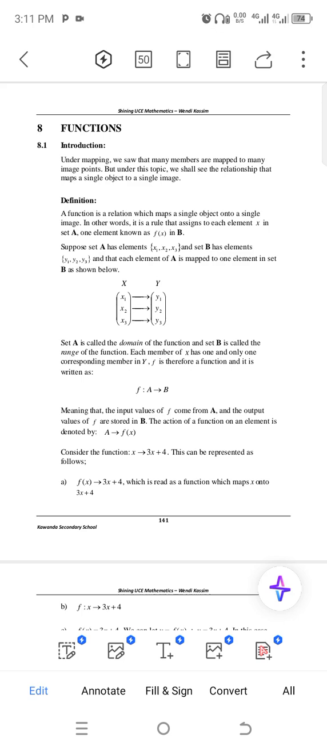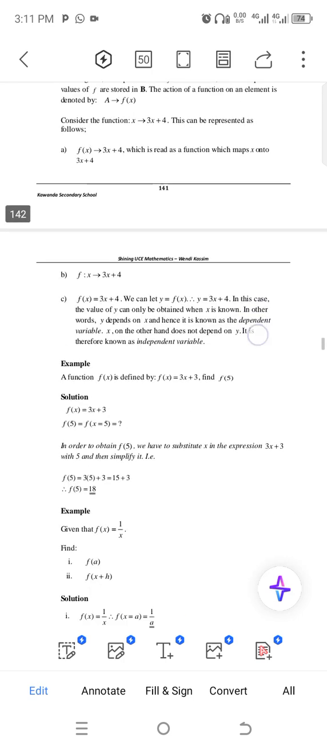We are saying in introduction, under mapping, we saw many members are mapped to many image points, but under this topic, we shall see the relationship that maps a single object into a single image. So this is in relationship with the functions of scenario 2 work. For example, if you have x and y, x1, x2, x3, y1, y2, y3, they can be mapped together.